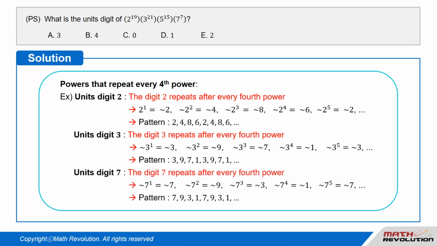Units digit 7. The digit 7 repeats after every fourth power. That is, 7 to the power of 1 equals 7, 7 to the power of 2 equals 9, 7 to the power of 3 equals 3, 7 to the power of 4 equals 1, and 7 to the power of 5 equals 7, and so on. Thus, the pattern is 7, 9, 3, 1, 7, 9, 3, 1.